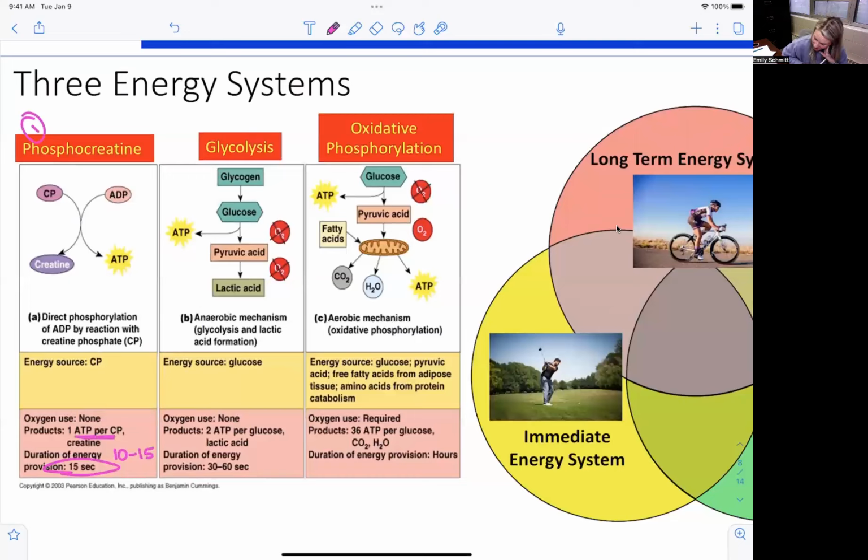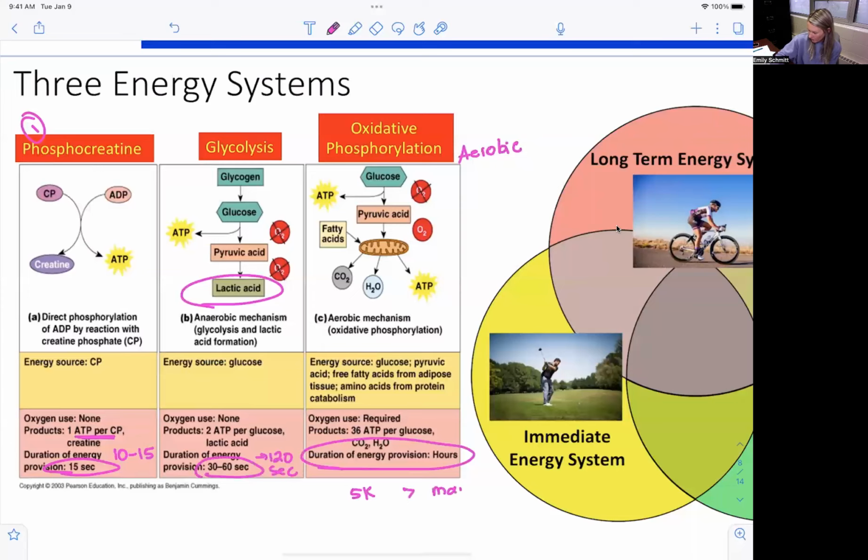Then you can get into glycolysis or your lactic acid system. And this is our energy for about 30 to 60 seconds, maybe even up to about 120 seconds. Again, some books will sort of disagree where exactly that falls, but generally speaking, it's less than 2 minutes. And then oxidative phosphorylation, this is aerobic, which we're not talking about just yet, but this duration of energy can last hours. So we're talking anywhere from a 5K to a marathon.